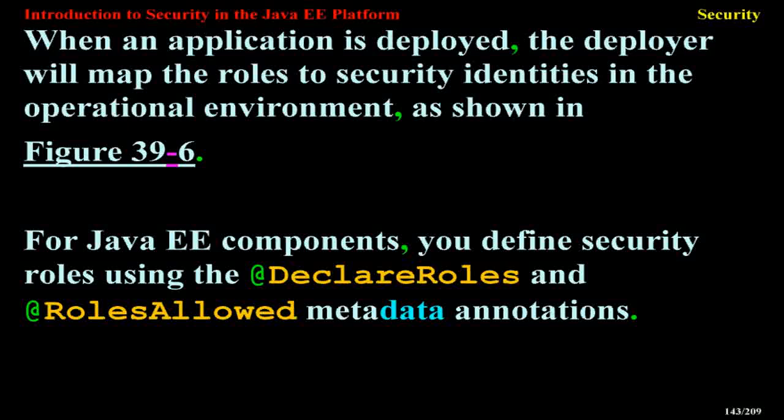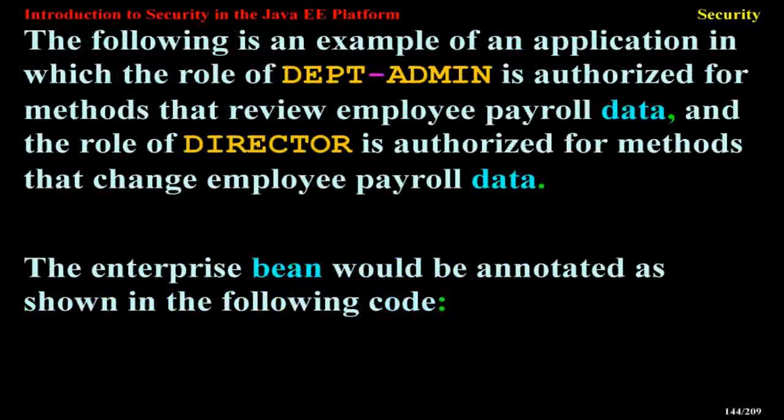When an application is deployed, the deployer will map the roles to security identities in the operational environment, as shown in Figure 39-6. For Java EE components, you define security roles using the @DeclareRoles and @RolesAllowed metadata annotations. The following is an example of an application in which the role of DEPT-ADMIN is authorized for methods that review employee payroll data, and the role of director is authorized for methods that change employee payroll data.